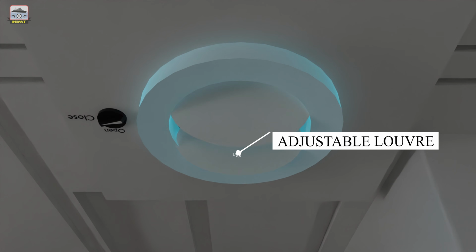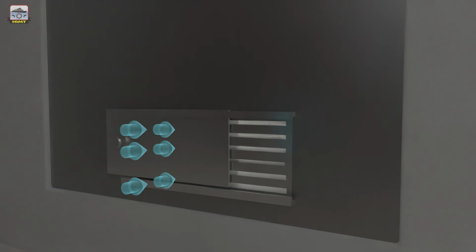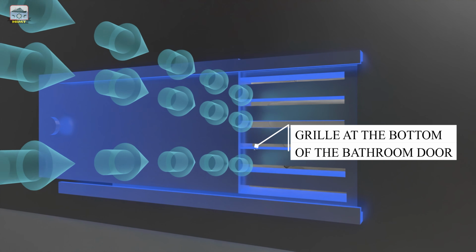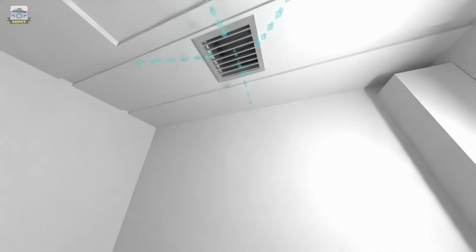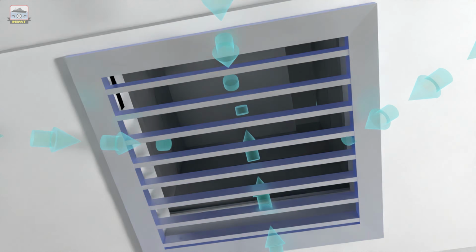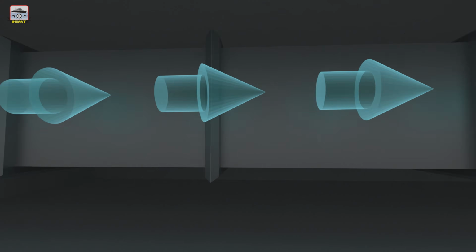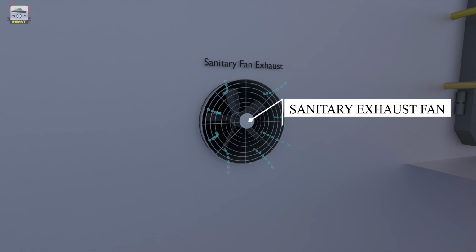In addition, each room has an adjustable louver at the air entry point for customized airflow control. Approximately 15% of the air entering the room finds its way into the bathroom through the grill provided at the bottom of the door. The air entering the bathroom is sucked through a duct by a sanitary system exhaust fan and discharged to open atmosphere.